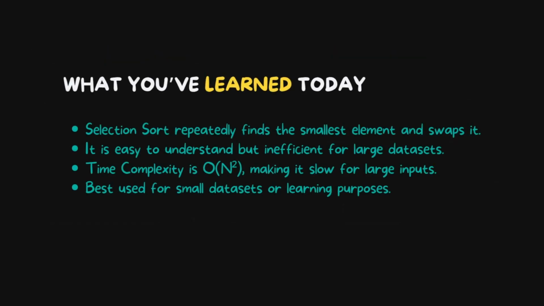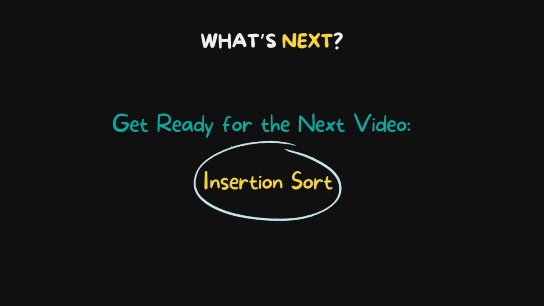So in this video, we learned that selection sort repeatedly finds the smallest element and swaps it. It is easy to understand but inefficient for larger datasets. Time complexity is always O(n²), making it slow for larger inputs, best used for small datasets or learning purposes. In the next video, we will learn about insertion sort.